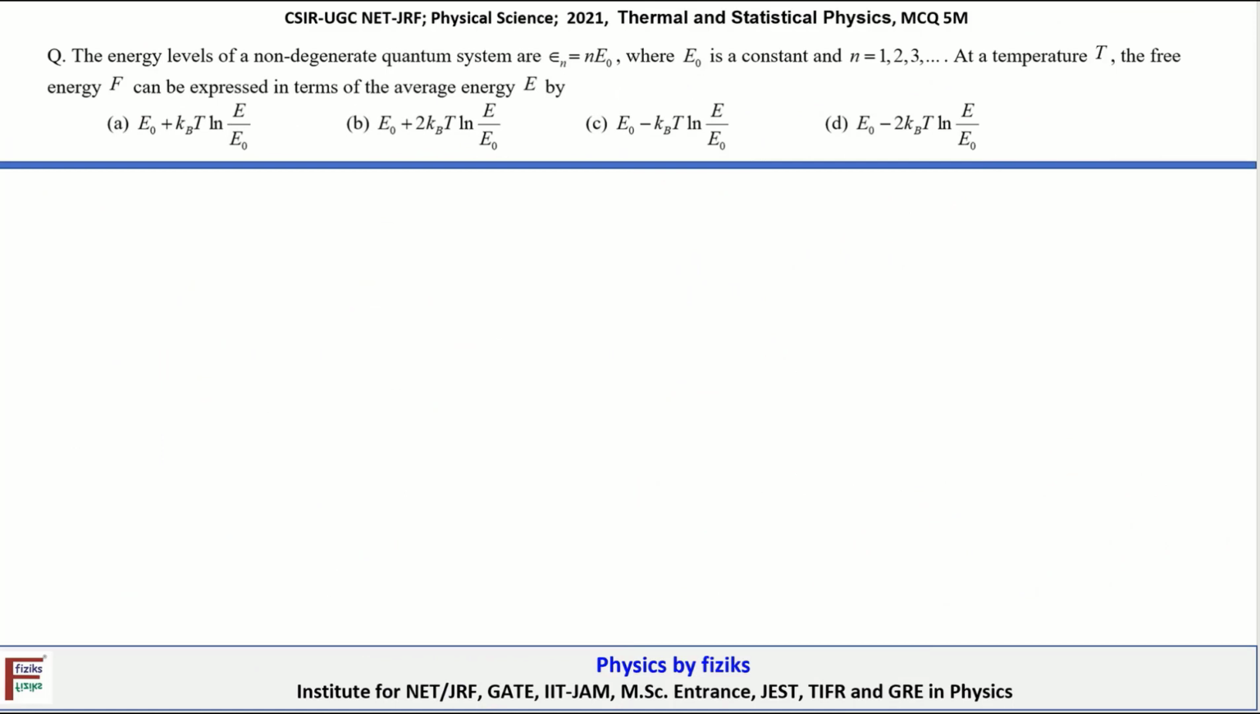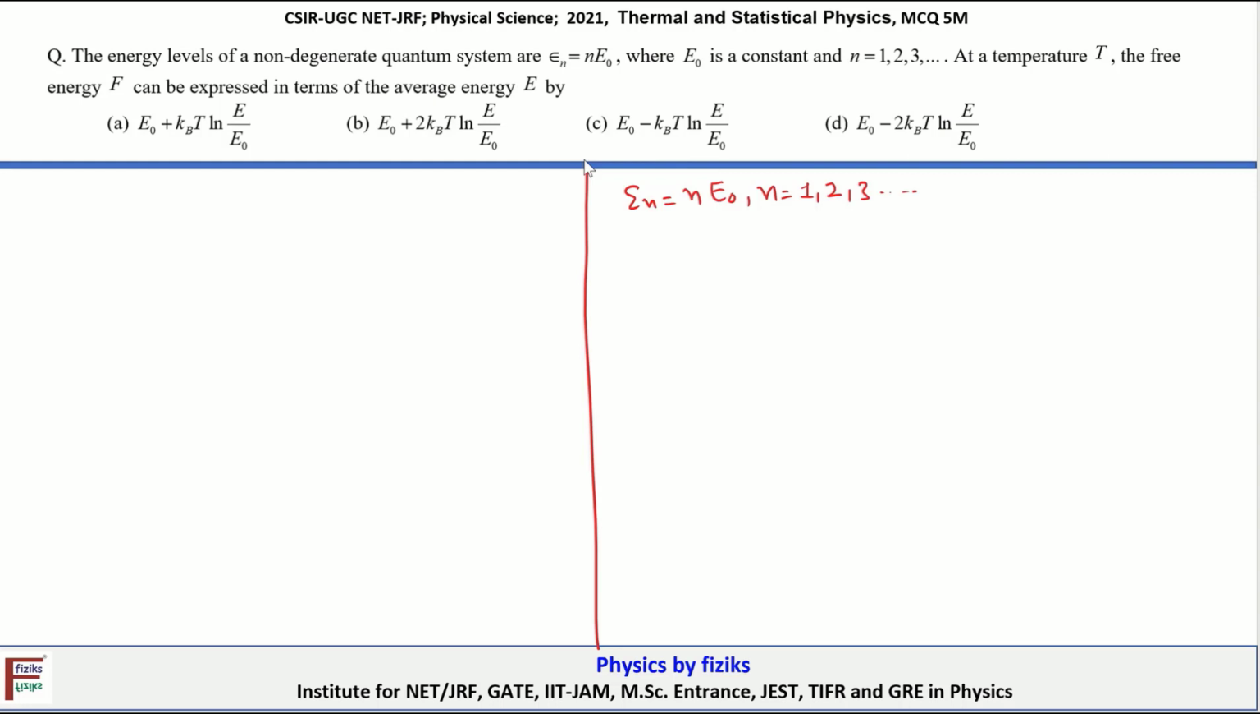So let's continue with the next problem. The statement is: the energy levels of a non-degenerate quantum system are given by the expression En = n E0, where n can take values 1, 2, 3 and so on. At temperature T, the free energy F can be expressed in terms of the average energy E. So we have to identify the correct relationship.